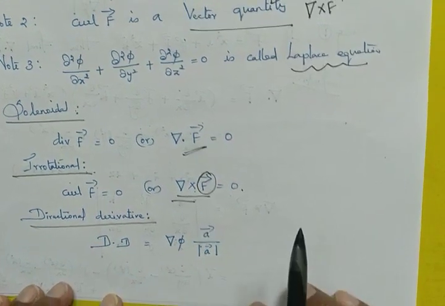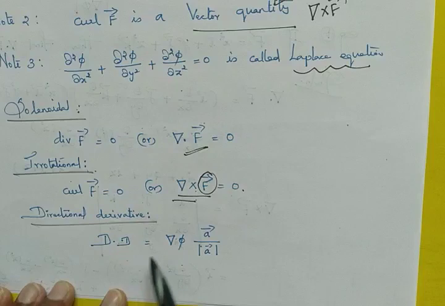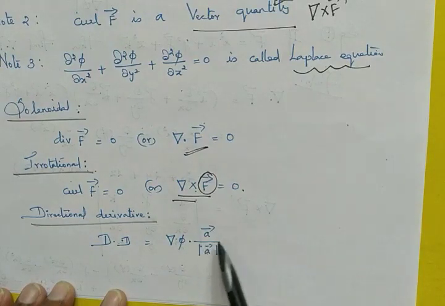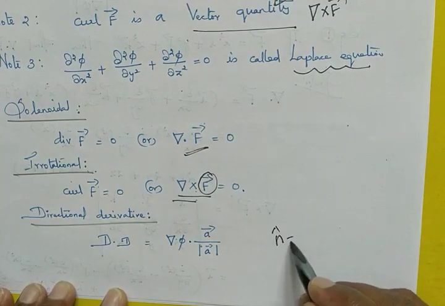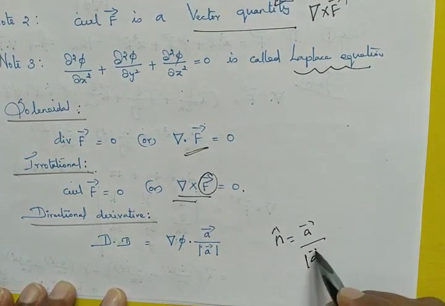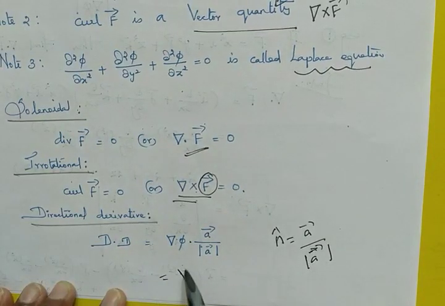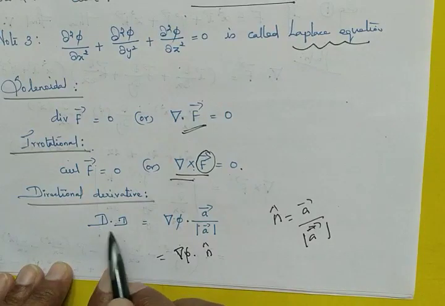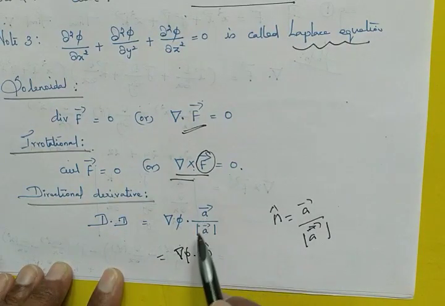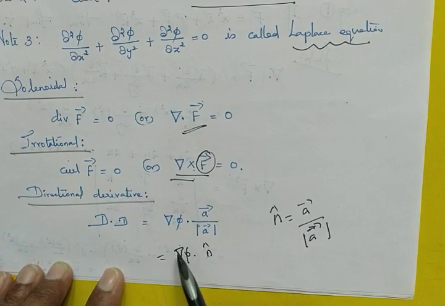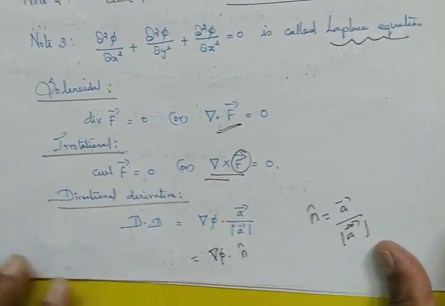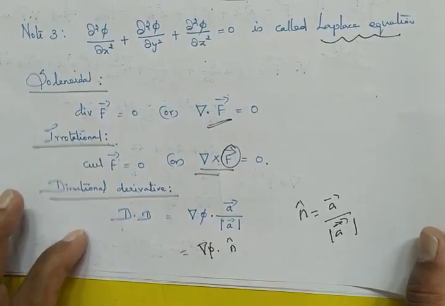The continuation is the directional derivative, DD. So del phi into a vector. They always give one direction, a vector, so you can name it vector a. Otherwise, you can say n cap is a vector divided by modulus of a vector. Both are the same. Directional derivative equals del phi into a vector by modulus of a vector. Problems may also come based on the directional derivative.